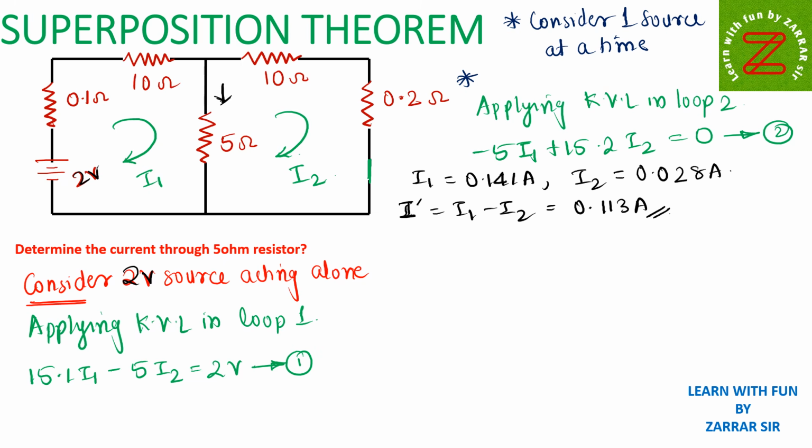Now we'll consider the source which we have not used till now. So this is the next step. I name it as step 2, and let's name this as step 1.